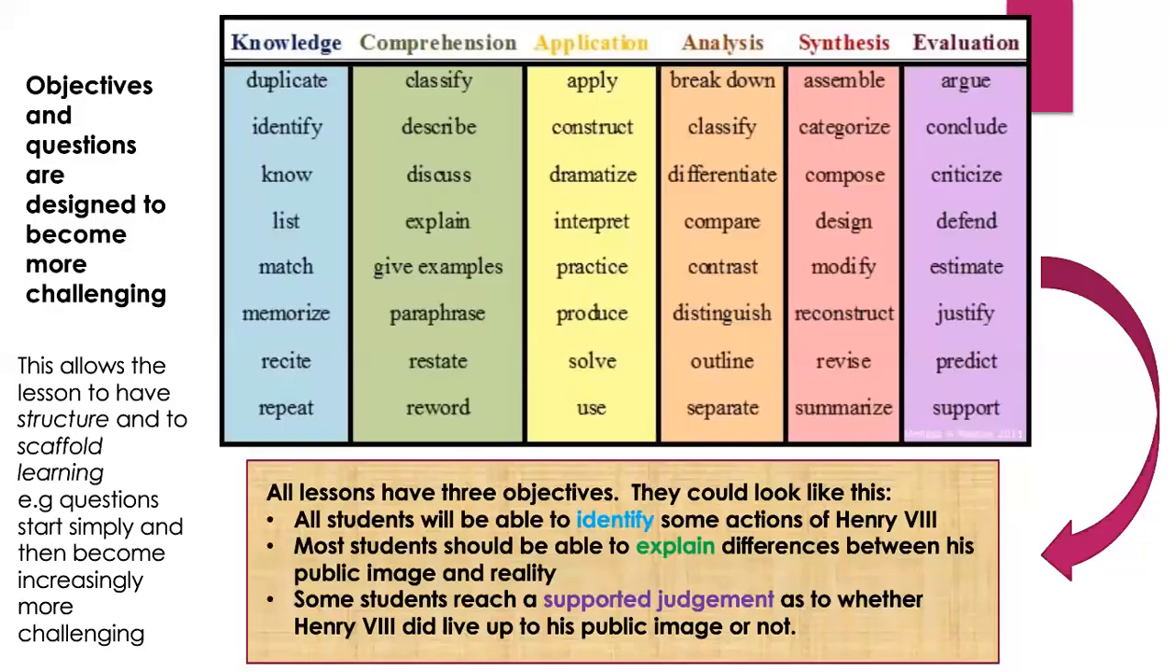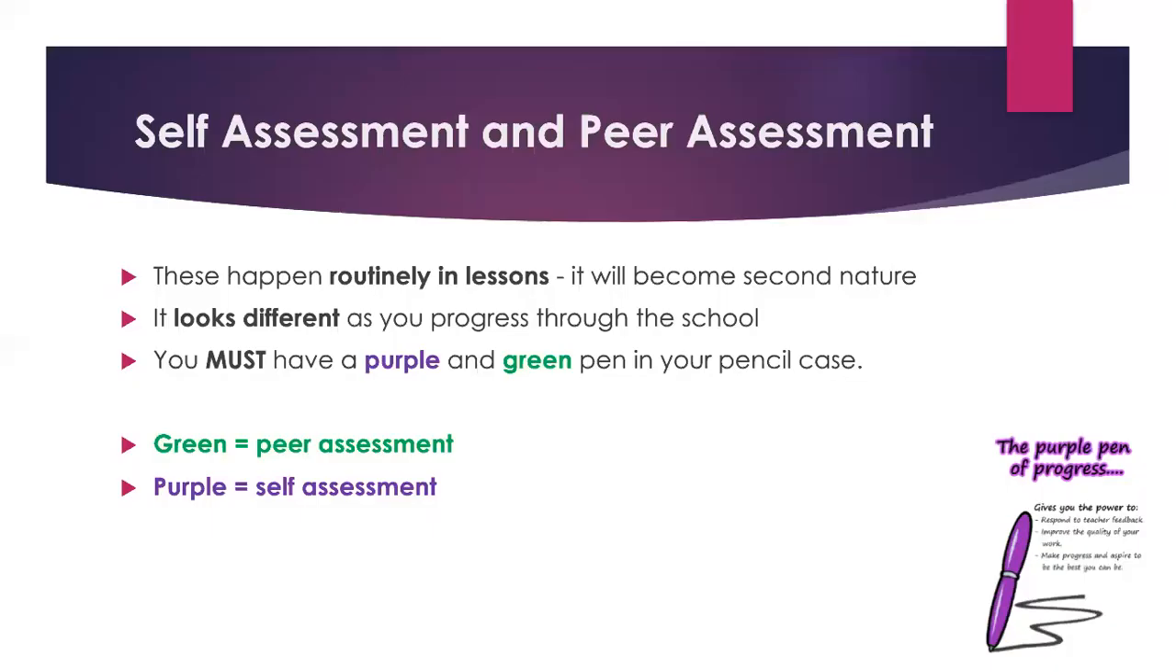We use Bloom's taxonomy to set those objectives. So at the bottom, we've got three objectives for a history lesson, and I've highlighted in a different colour the key words that show the level of difficulty increasing. So we've got students being able to identify, then to explain, and then to reach a supported judgment, which really shows the evaluation skill, and we can assess that's taking place as we've built that into the lesson.